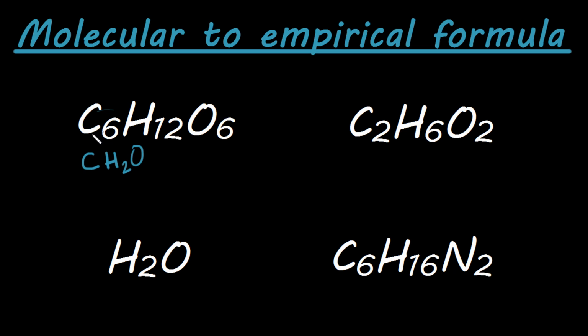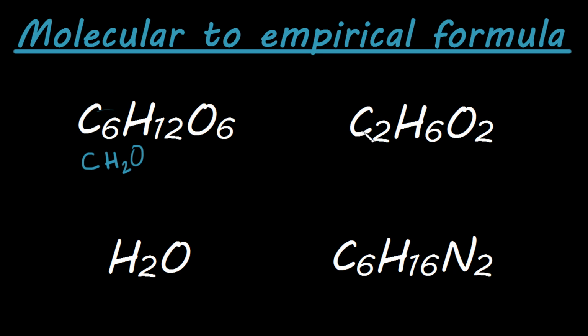6 divided by 6 is going to be 1. So just C, with the imaginary 1 for 1 carbon. H divided by 6 is going to be 2. And then O divided by 6 is also 1. So CH2O is going to be our answer for this first molecule when going from molecular to the empirical formula.